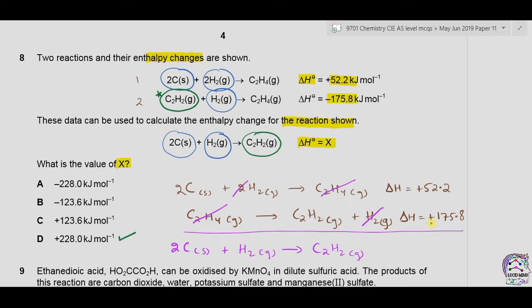Let's add the enthalpy changes. So the net enthalpy change is 228. Now this equation is similar to this one. Therefore the energy change is X, which is actually equal to plus 228. The answer is therefore D.